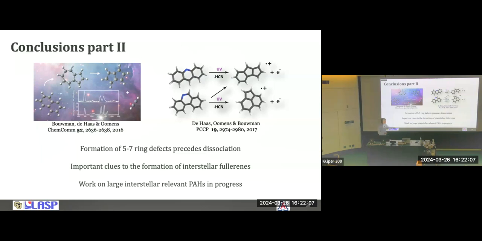And of course, we keep extending this. So we keep looking at larger and larger molecules and try to see how those dissociate and what their role may be in the interstellar medium and in planetary atmospheres.